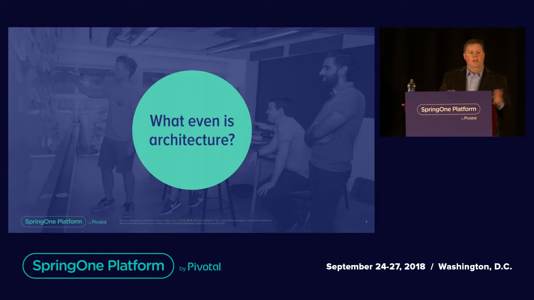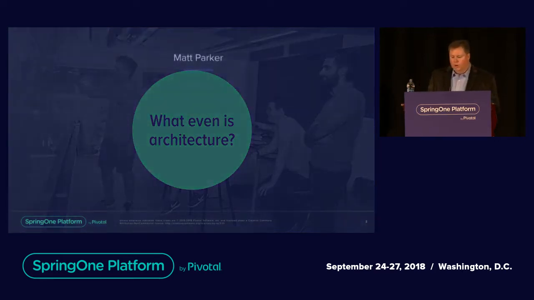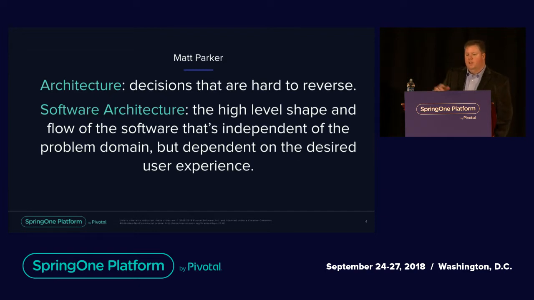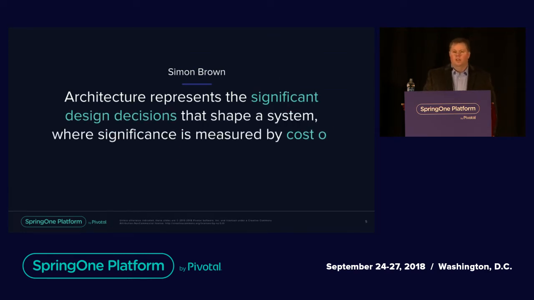And nobody really agrees on the answer to this question, so I put together some definitions from friends of mine and other people that I respect, and we'll try to come up with something that gives us an idea of where we are. My good friend Matt Parker, who is also speaking on the agenda this week, talks about architecture as decisions that are hard to reverse, and software architecture as the high-level shape and flow of software, independent of the problem domain, dependent on the desired user experience. Another friend of mine, Simon Brown, says that architecture represents significant design decisions that shape a system, and significance is measured by cost of change.